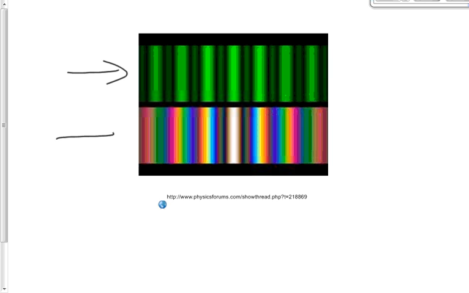Diagram 1 versus diagram 2. Okay, in diagram 2, you see a spectrum. You see multiple colors, right? In diagram 1, you see one color.